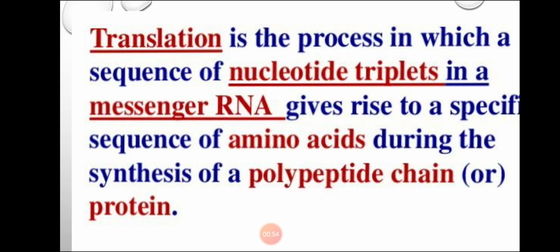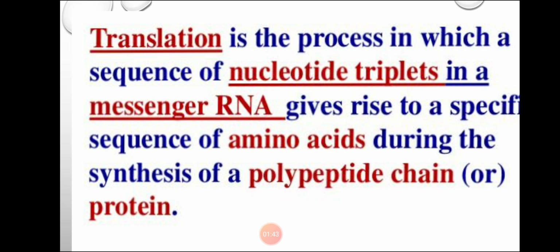Translation is the process in which the sequence of nucleotide triplet, that means codons that are present in messenger RNA, gives rise to a specific sequence of amino acids during the synthesis of polypeptide chain or protein in ribosomes. So what is translation? It is the process in which the codons present on mRNA are translated and specific amino acids in a sequence are formed in the form of a polypeptide on ribosomes. Is it clear?